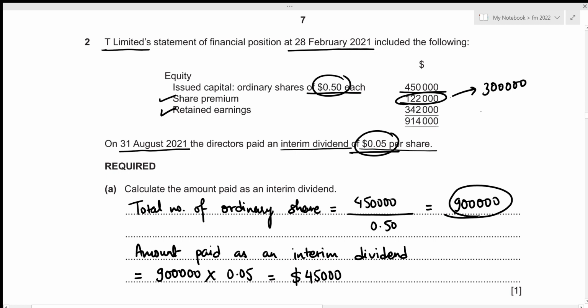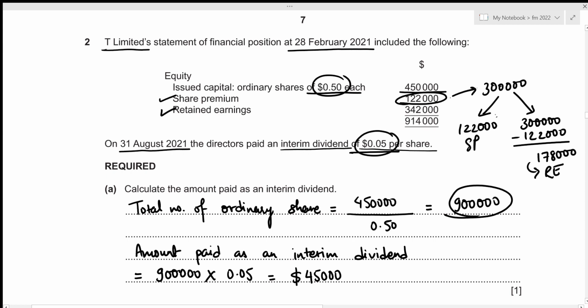So out of 300,000, 122,000 will be funded by our share premium. Then the remaining amount should be funded by the retained earnings, because we are trying to keep our reserves in the most flexible form, right? So the remaining value would just be 300,000 minus 122,000, which gives the amount to be funded by the retained earnings to have the value of 178,000. And this will be funded by the retained earnings, right?